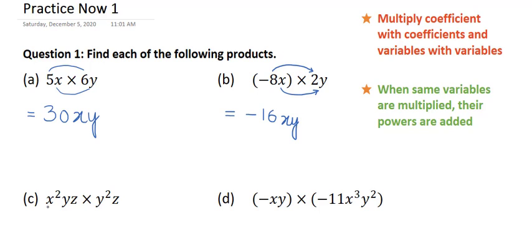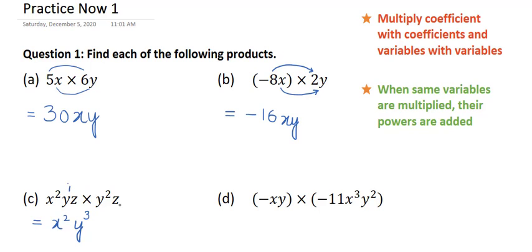In C part, we have x squared yz into y squared z. So here we have x squared, while here we don't have any x, so we will write x squared only. Now let's come to the next variable, which is y. Here the power of variable y is 1. Remember that when there is no power, it means the power is 1. And on this term, the power is 2. So add these two powers together. 1 plus 2 is 3. So we will have y raised to the power 3.